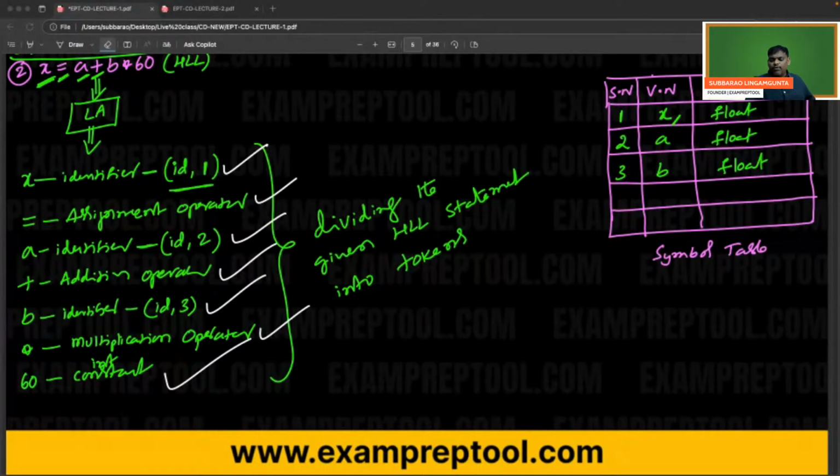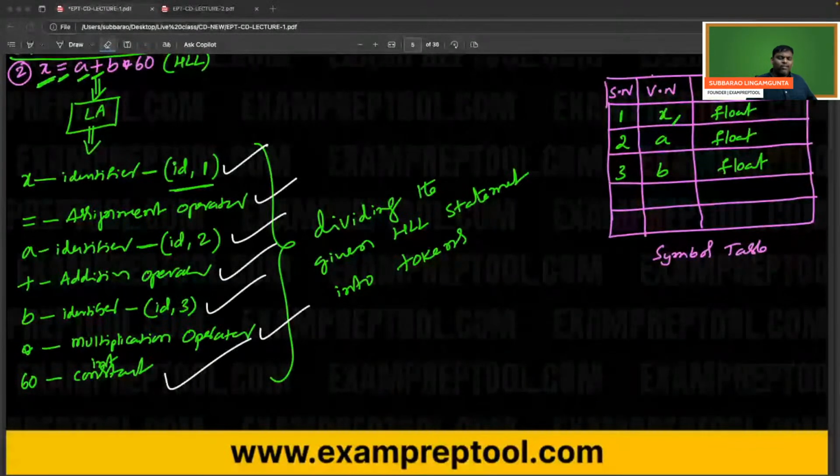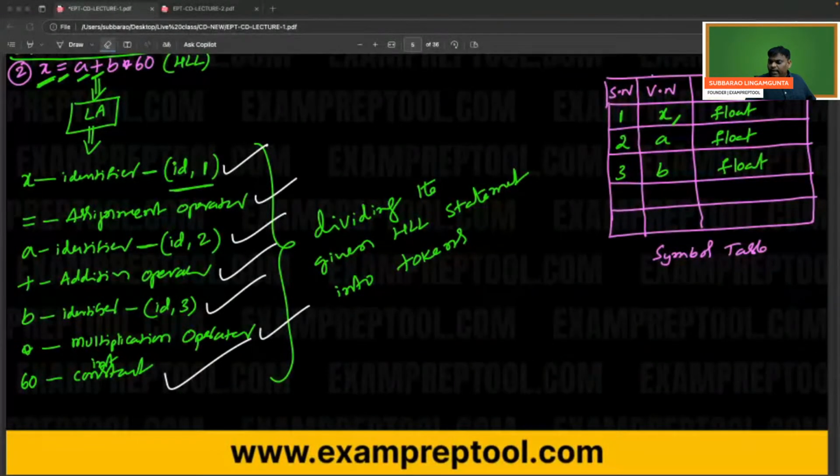Please be careful. Similarly, the assignment operator: "Oh, operator, I know very well." Identifier: "Let me check in the symbol table." Next, the plus operator, the addition operator: "I know you are my addition operator, you are there in my code also." Identifier: "Let me check in the symbol table." Like that, all are there. So just remember, the lexical analyzer will divide the given program or statement into tokens.